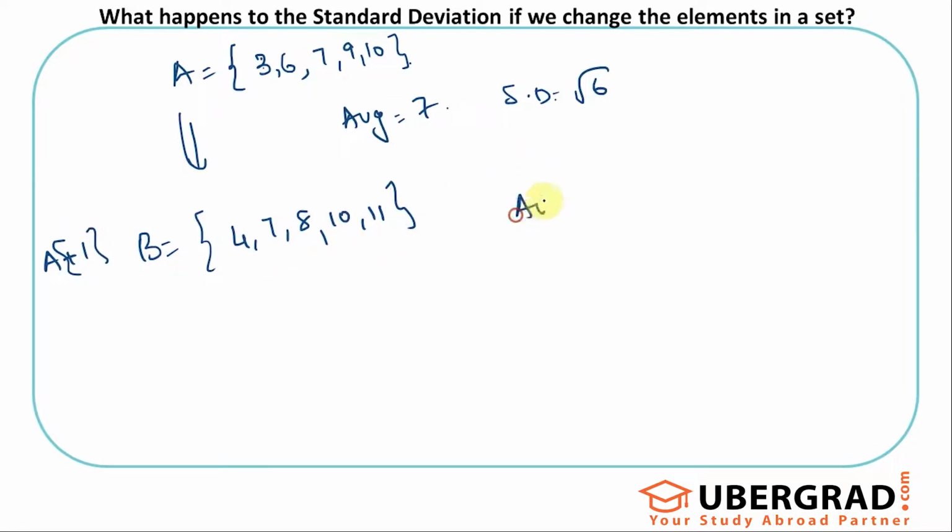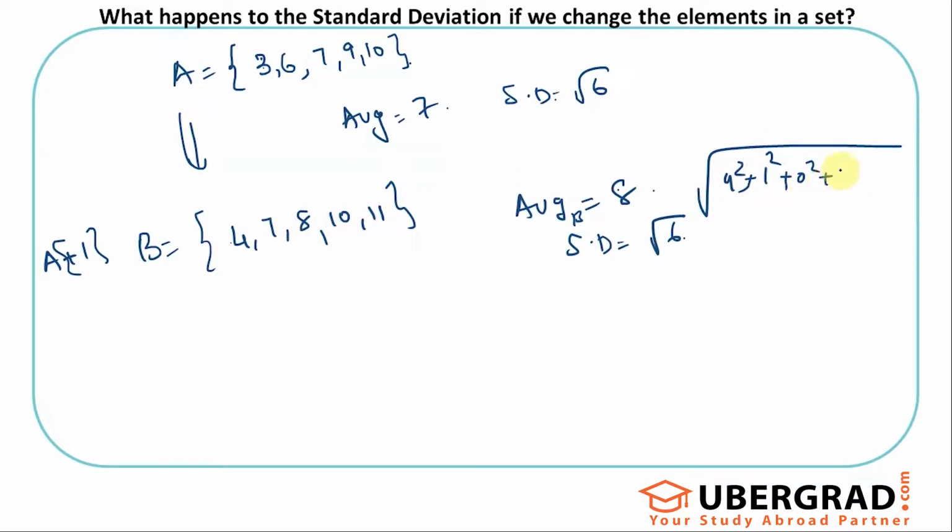What will the average be for this data set? It will also increase by 1, it will become 8. If you do it, you'll get 8. And what is the standard deviation? You will get square root 6 only. I'll show you. 8 minus 4 is 4 square, 8 minus 7 is 1 square, 8 minus 8 is 0 square, plus 8 minus 10 is minus 2 square, 8 minus 11 is minus 3 square, by 5. That will also be square root 30 by 5, which is the same as square root 6.